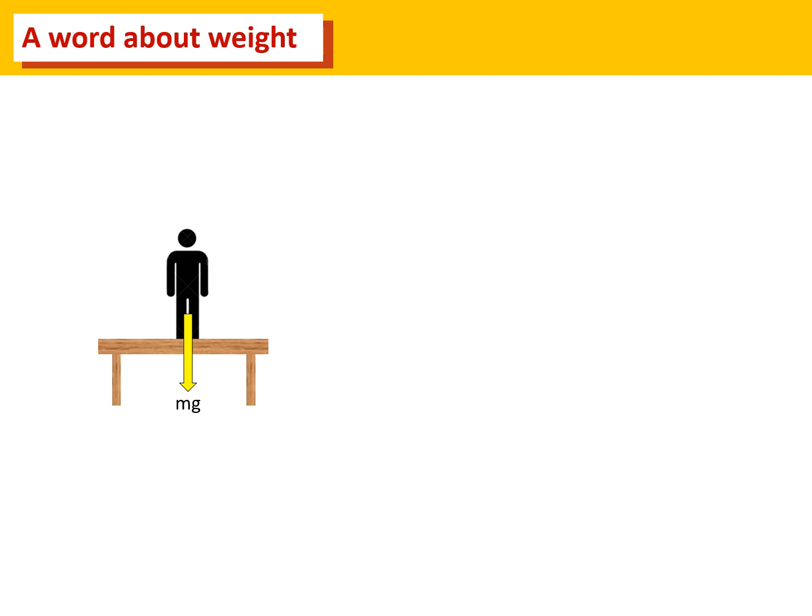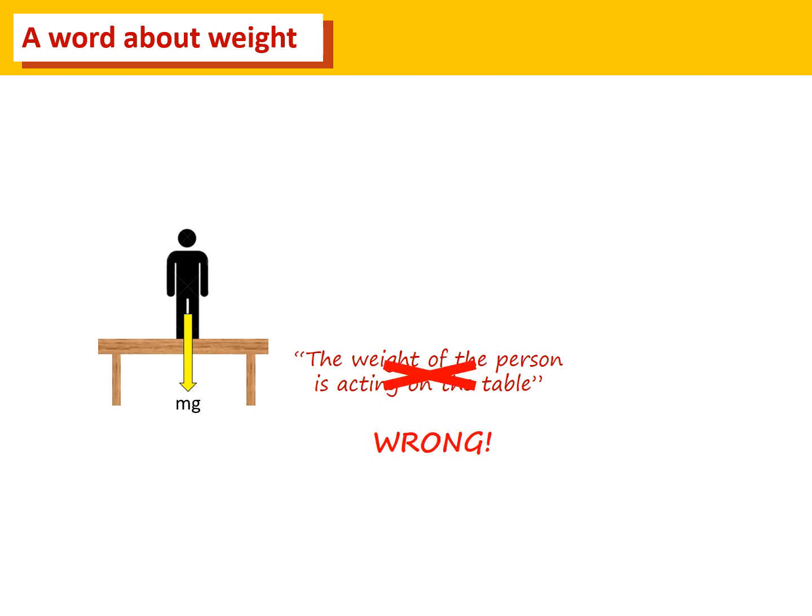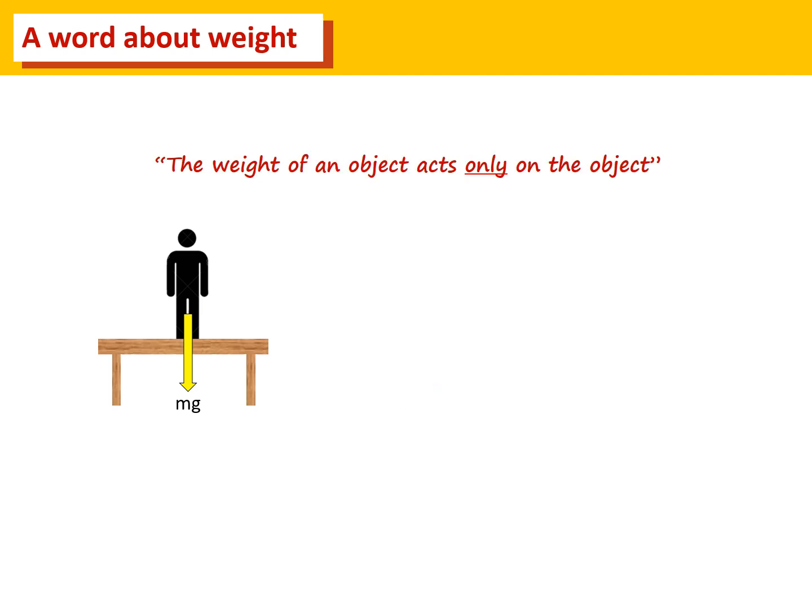Now, lots of people would say, well, that weight acts on the table. So the weight of the person is acting on the table. I want to take a moment to explain why in actual fact that's wrong. And I want to explain why it's wrong, so if you thought that was the case, you'll have a better understanding. The weight of an object acts only on the object.